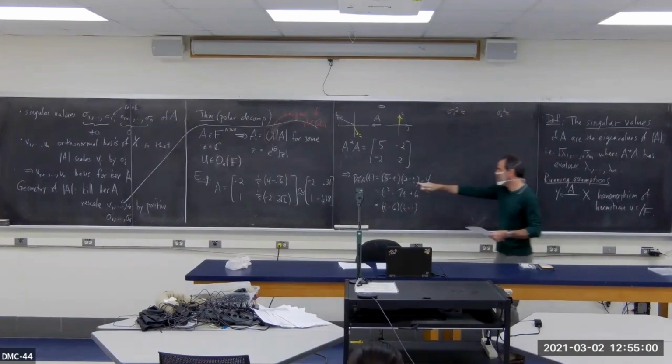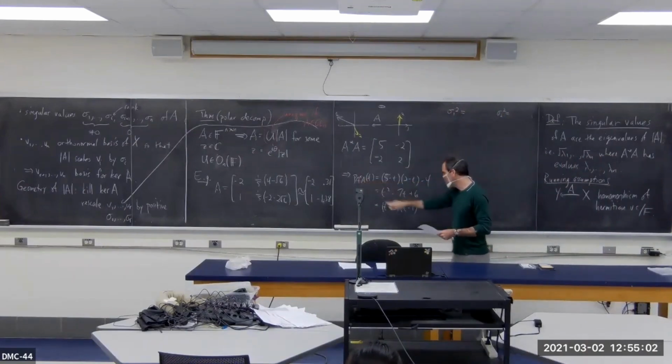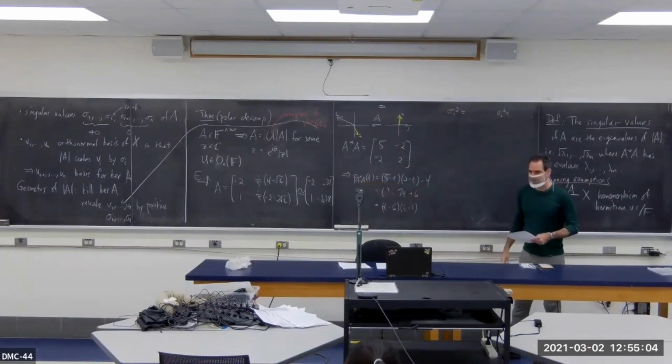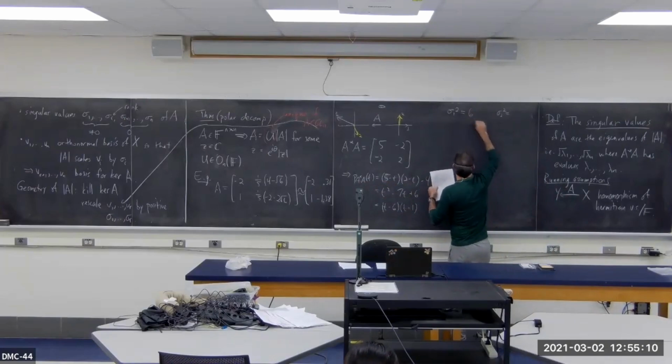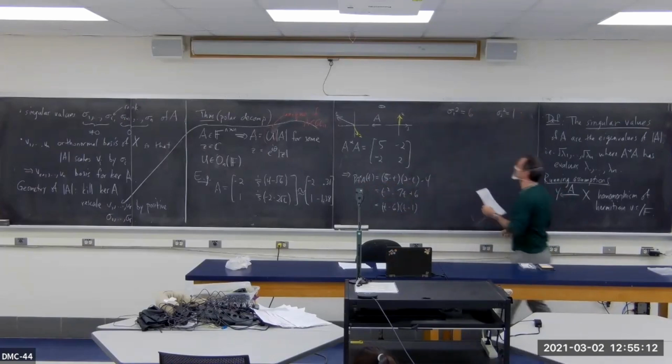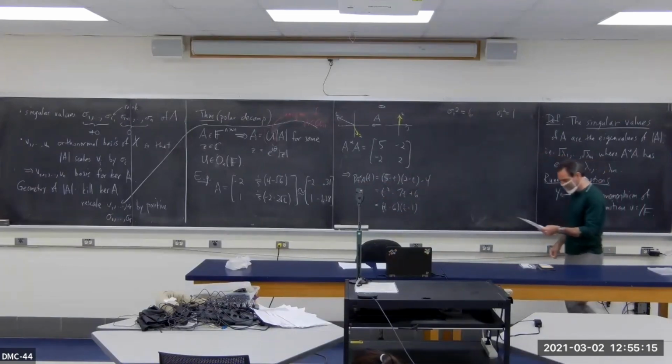Remember, this is A star A already, right? The singular values are the square roots of these things. Alas, I did not make the eigenvalues squares again. I do what I can do, but okay.